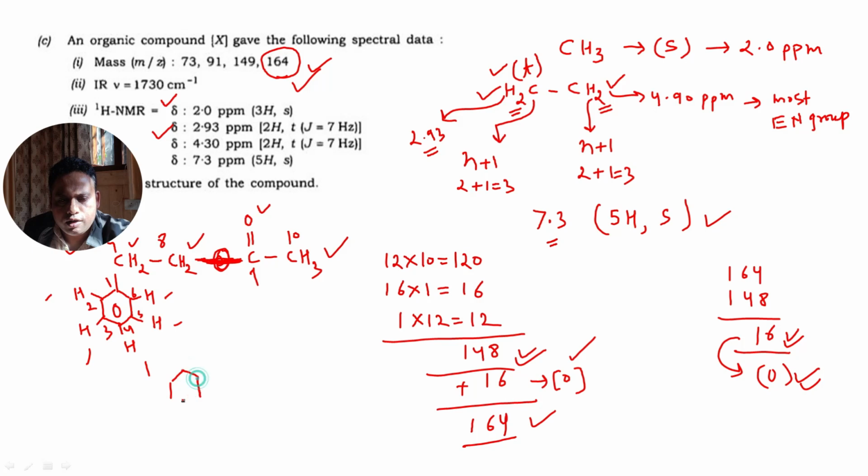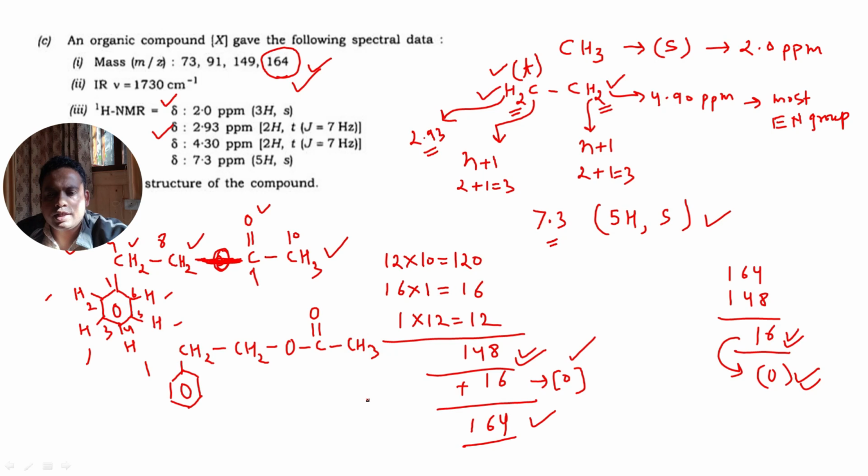It will look more clear to you. This is this, then your CH2, then again your CH2. This is your oxygen. This is carbon double bond oxygen. This is your CH3. So this could be the structure.